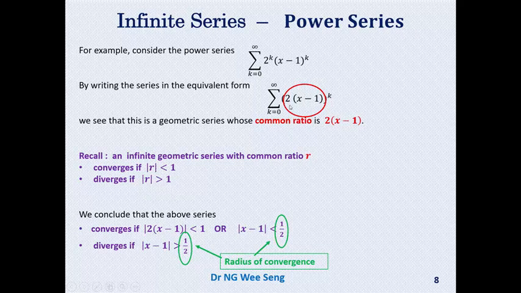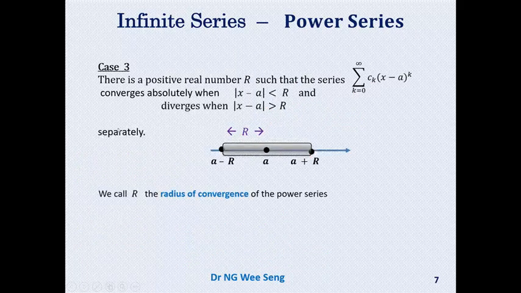So if you replace little r with 2 times (x minus 1), then we will get the radius of convergence 1/2, because it converges if the absolute value of x minus 1, the center of the series, is smaller than 1/2, and diverges if it is greater than 1/2. So this 1/2 is exactly the value of R that we are looking for. If you refer back to this slide, for case 3.